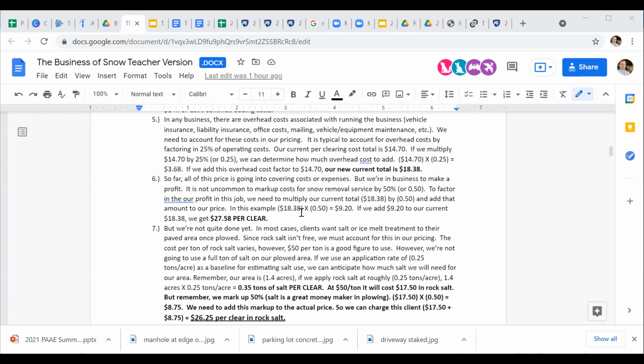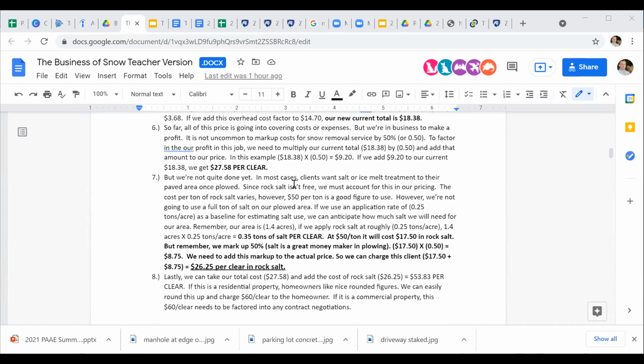You can round these numbers up to 30 for all I care. This is all just for planning and estimation purposes. The key here to drive home to students is you had to think about this stuff, right? This is reality. This is the business world. So we take our current price.